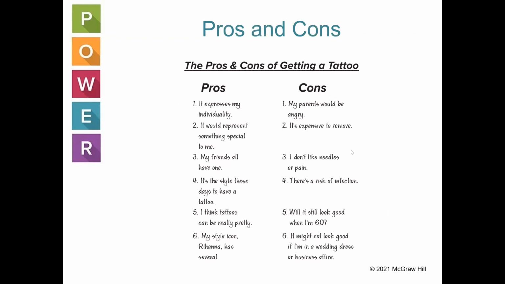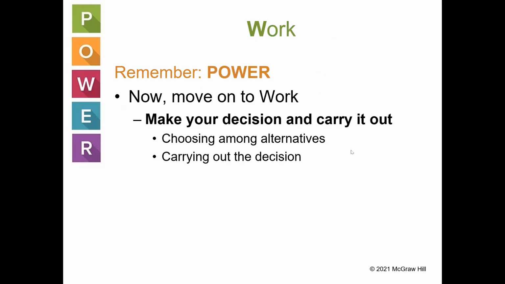Pros and cons: you will write down pros and cons for this thing, for that thing, and then you will analyze which is better. Then you work on that. Make your decision and carry it out. Choosing among alternatives, carrying out the decision that you have to do now.